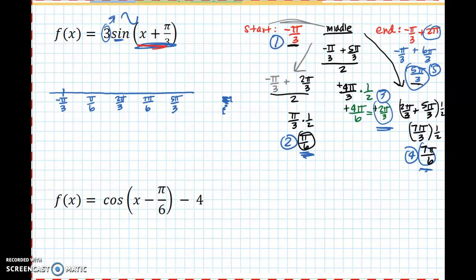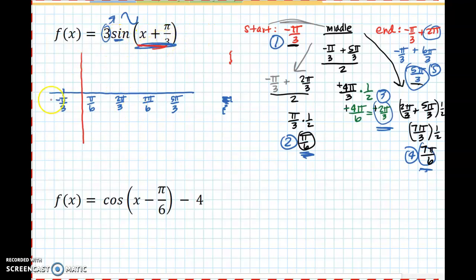So now we just need to figure out the placement of our y-axis. Now our y-axis is not directly in between negative pi over 3 and pi over 6. It's a little bit closer to pi over 6, so I'm just going to stick it right here in the middle. And now we will draw our sine graph.